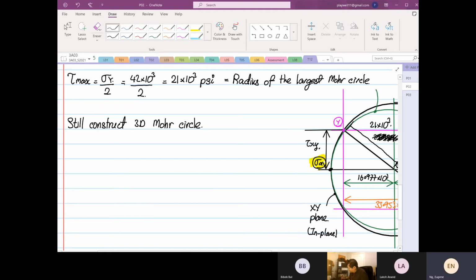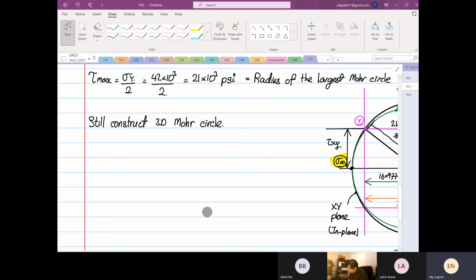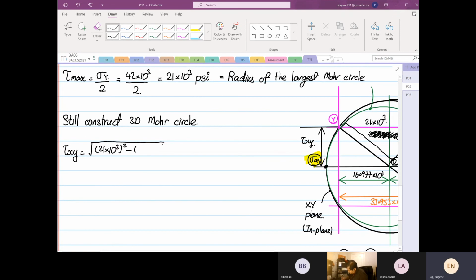So now again we want to find stress xy, so shear xy. Now it will become the square root of 21 times 10 to the power 3 squared minus 16.977, 16.977.